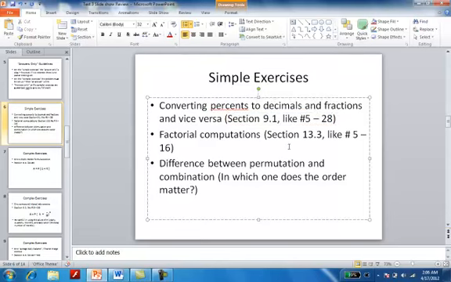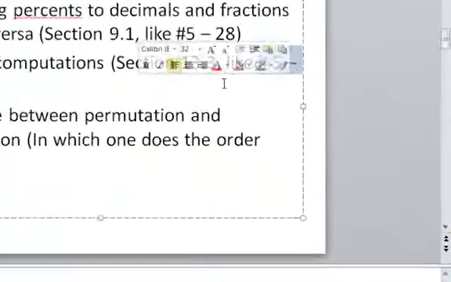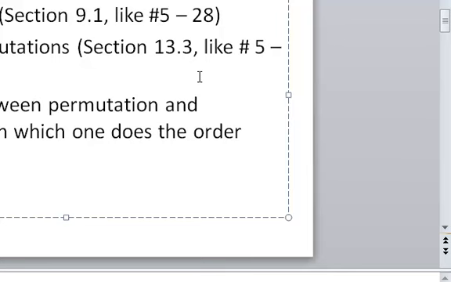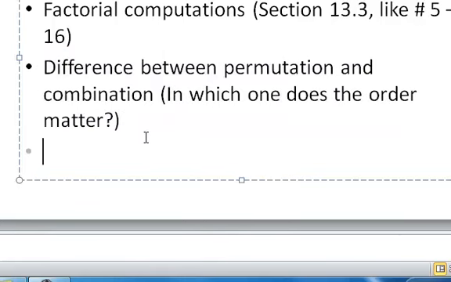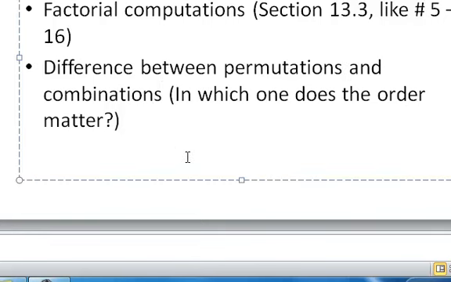The factorial computations. If you look at these exercises where I might give you like 7 factorial, or if I gave you 7 factorial divided by 3 factorial, you see some examples of these. Do you know the difference between permutations and combinations? What I'm really asking is, in which case does the order matter? That tells you whether it's a permutation or a combination. I'm not going through this on the review because that's something you should have done in your homework exercises and in the lectures in class. You should already know this answer. This is not a teaching video. This is just telling you what to review.